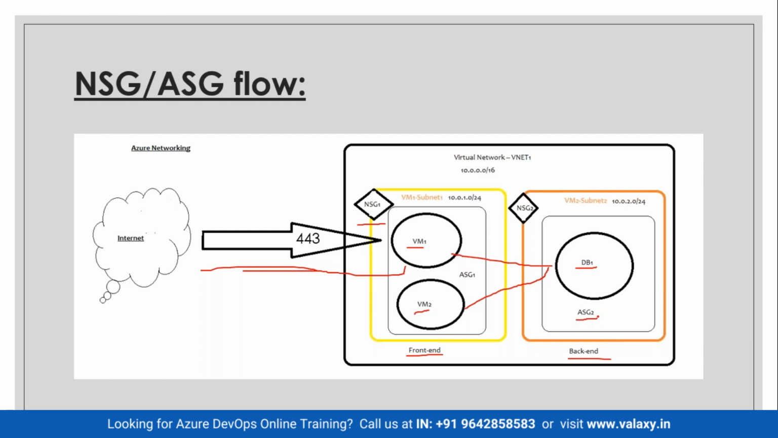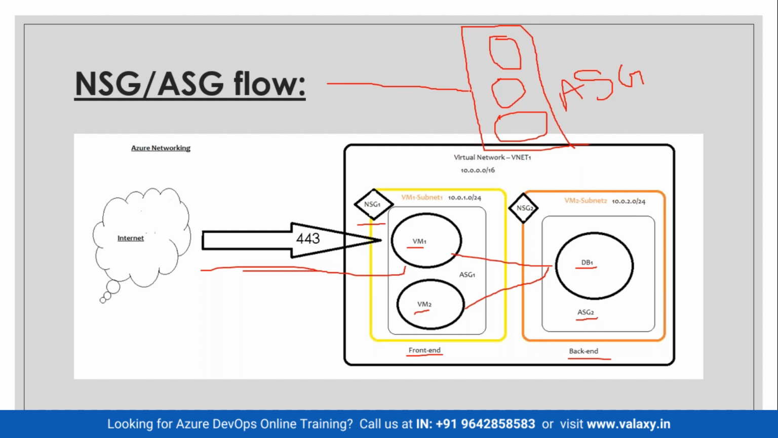ASG does. Logical grouping. So if you have a bunch of backend VMs, suppose you have multiple backend VMs, this is your backend VMs. Okay, these are your database. Just imagine this is your database. So what are we doing? We are just logically grouping all this bunch of VMs as ASG. If anyone wants to access, they can directly access this ASG. Through this ASG, they can access these VMs.